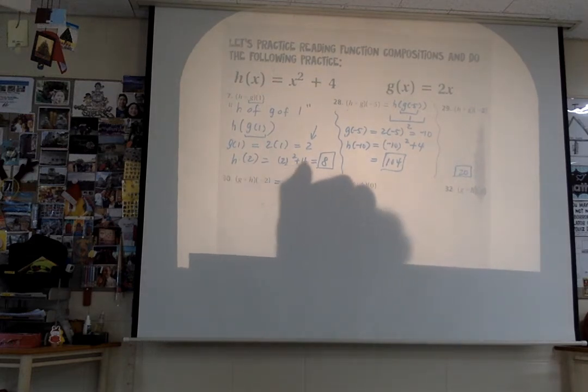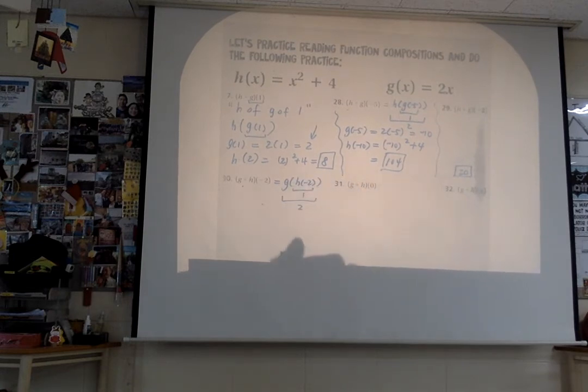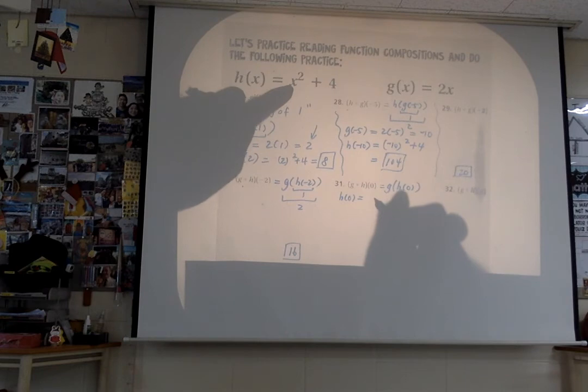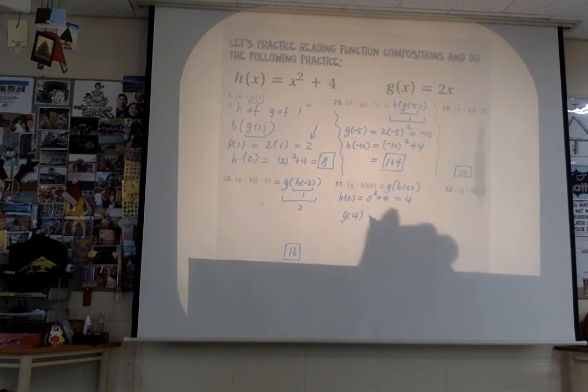For 30, which means g of h of negative 2 first, and then you do second. I got the solution, 16, okay? This guy here, I'm going to do this one, okay? G of h of 0. So I'm going to do h of 0, which is equal to, everywhere you have x, you put in 0. 0 squared plus 4, which is 4. Now you take g of 4, which is 2 times 4, which is 8. So this is my final answer.